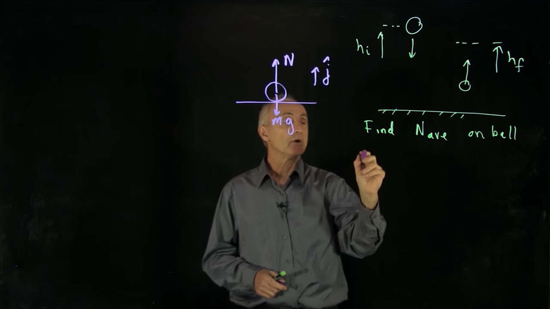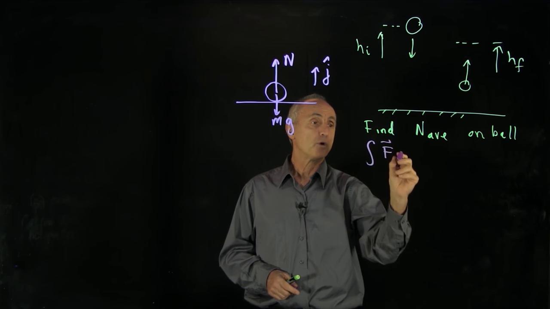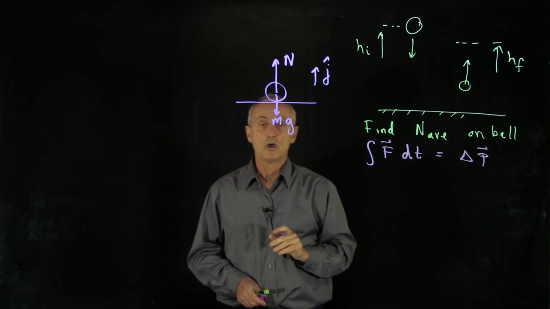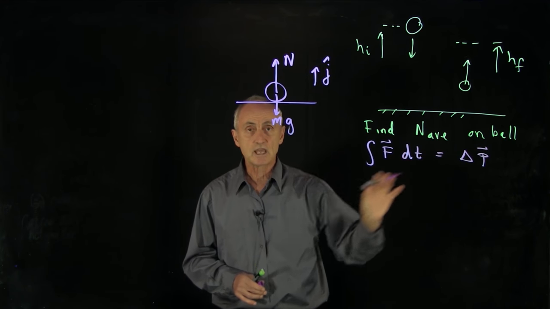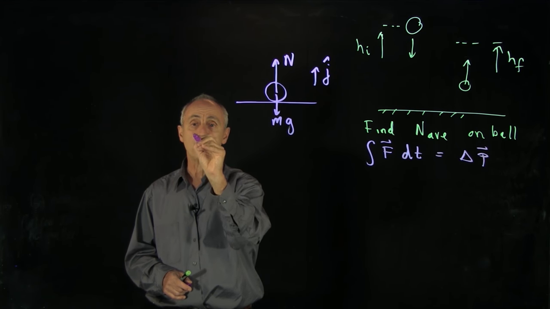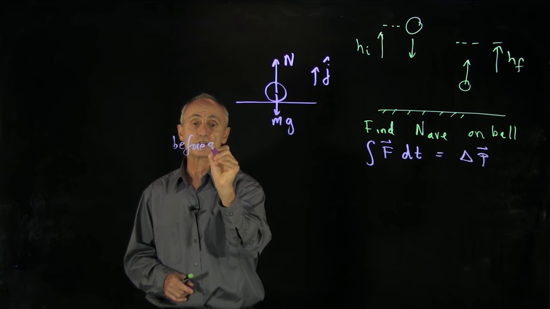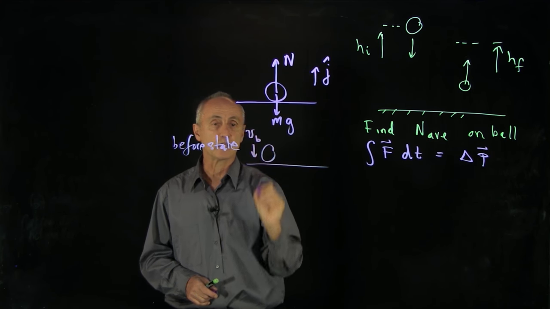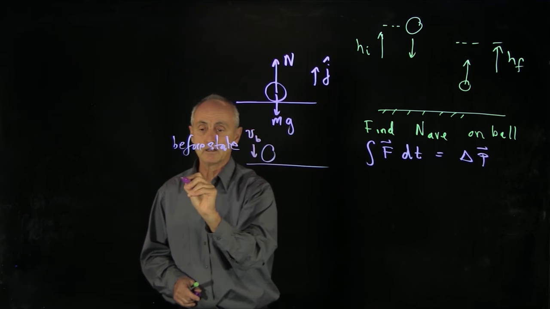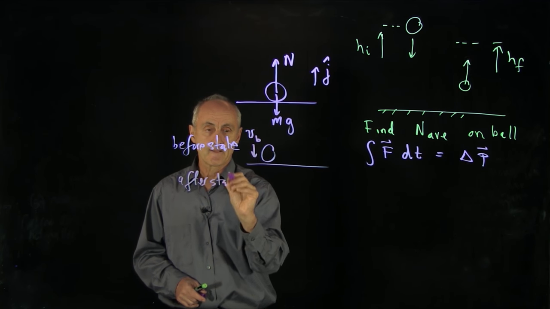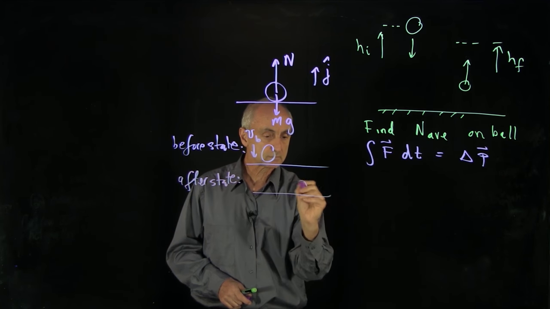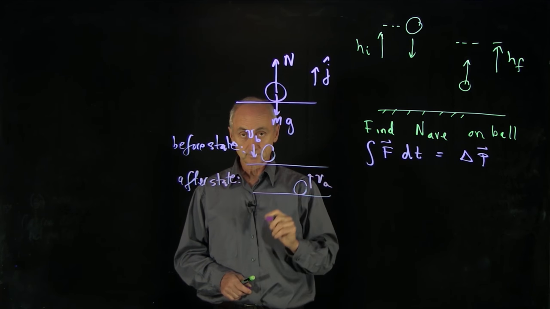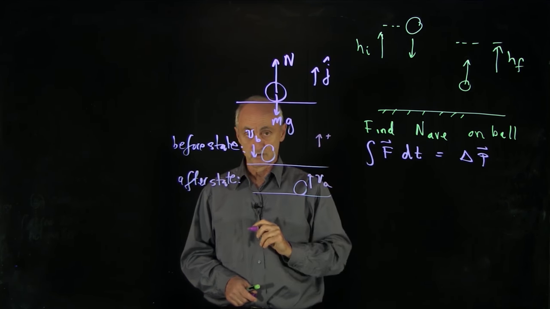And our momentum principle, remember, is impulse: the force integrated over some time during the collision is equal to the change in momentum. So what we'd like to do is identify the states that are relevant. So we'll have a before state, and that's right before the ball is hitting the ground. And we have an after state, and in the after state, the ball has now finished colliding with the ground, and it's now moving up with speed v after. Now, again, we're going to choose positive up.